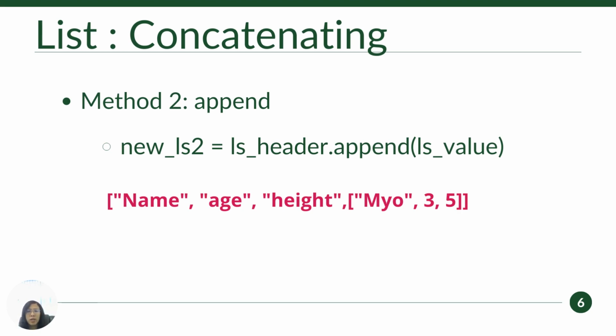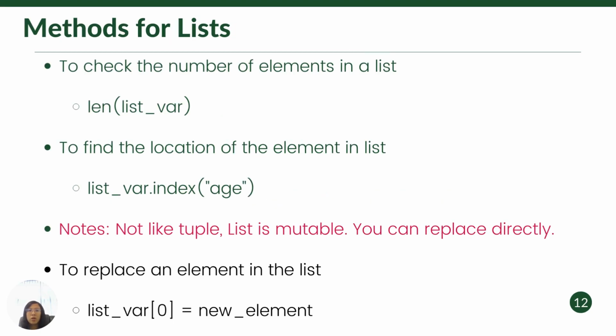Okay, it comes up with a nested list, right? So that's the only difference between the list and other data types like tuples and strings. Okay. Now let's look at different methods for lists.